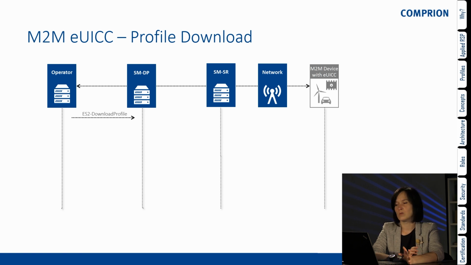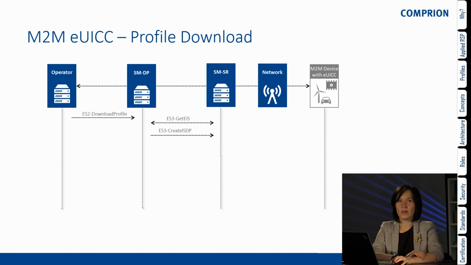First of all, the download profile command will be sent. And then the SMDP requests the USSC information set from the SMSR. After receiving this, it creates the specific container on the USSC for the profile, with the create ESTP command on the ES3 interface. It goes to the USSC, forwarded by the SMSR.